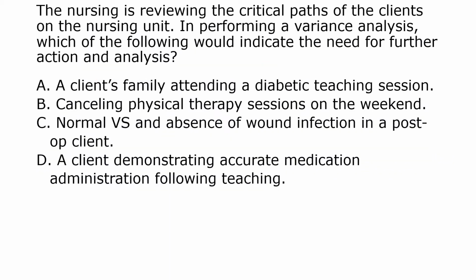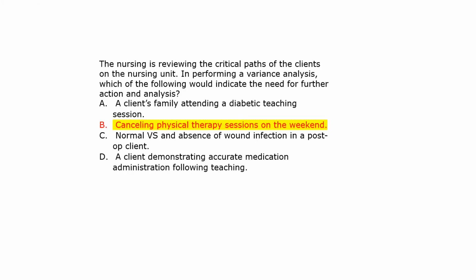The nurse is reviewing the critical paths of the clients on the nursing unit. In performing a variance analysis, which of the following would indicate the need for further action and analysis? A client's family attending a diabetic teaching session, canceling physical therapy sessions on the weekend, absence of wound infection in a post-op client, a client demonstrating accurate medication administration following teaching. Answer: B. Canceling physical therapy sessions on the weekend.